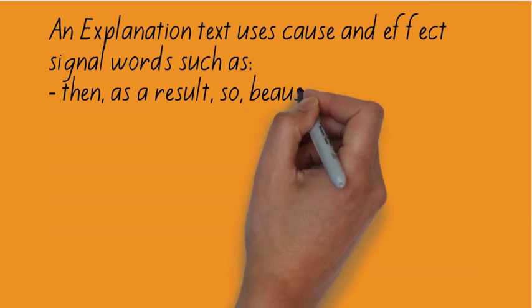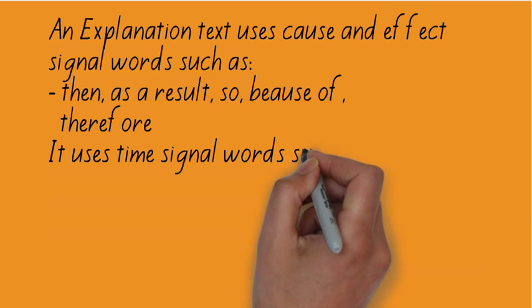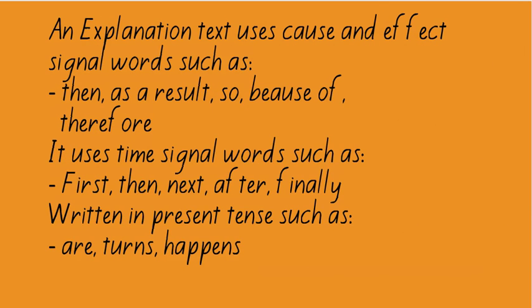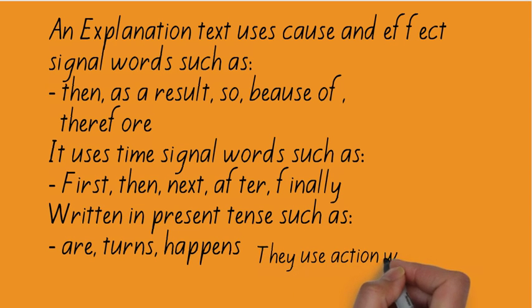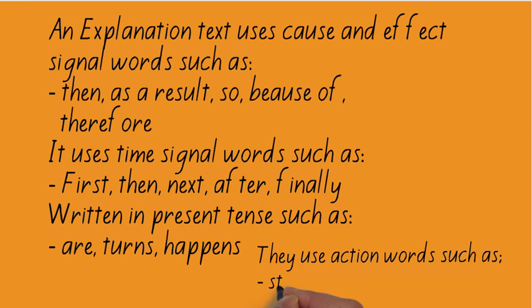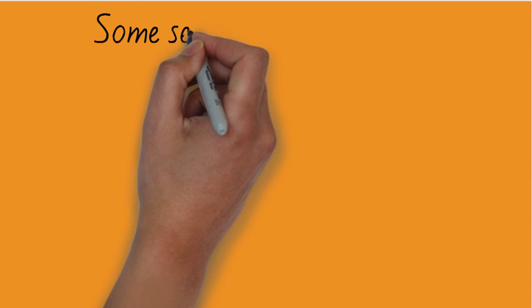An explanation text uses cause and effect signal words such as then, as a result of, because, and therefore. I want you to stop the video and take a look at these words because they are very helpful in helping you structure your explanation text. So take a look at those. It's important you have them.